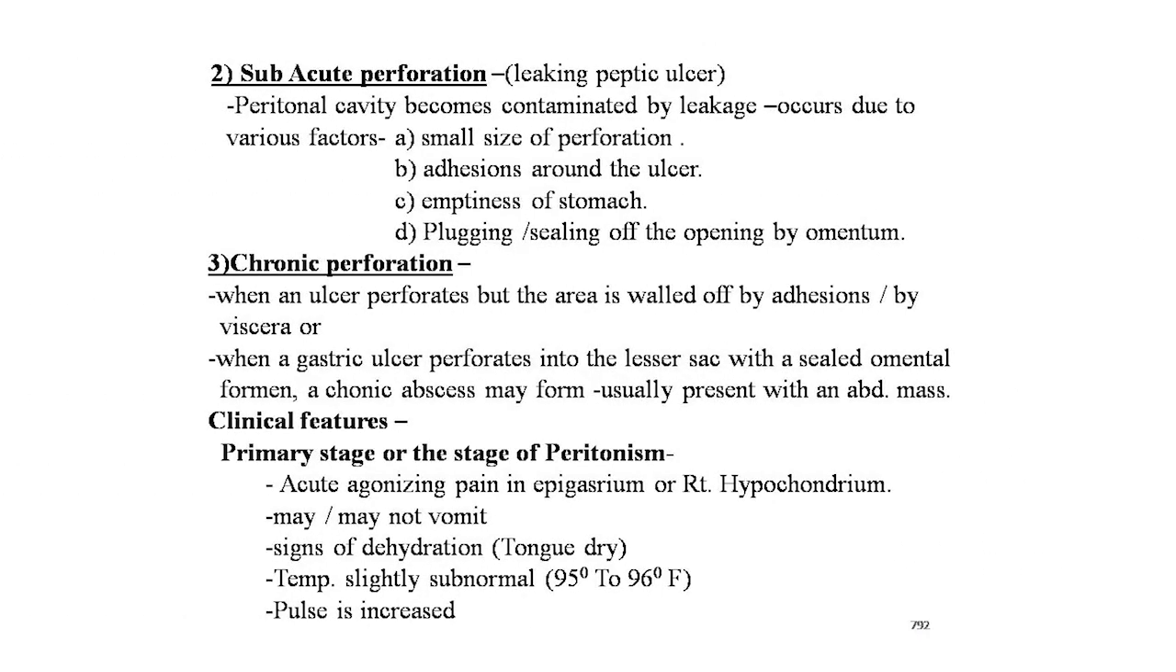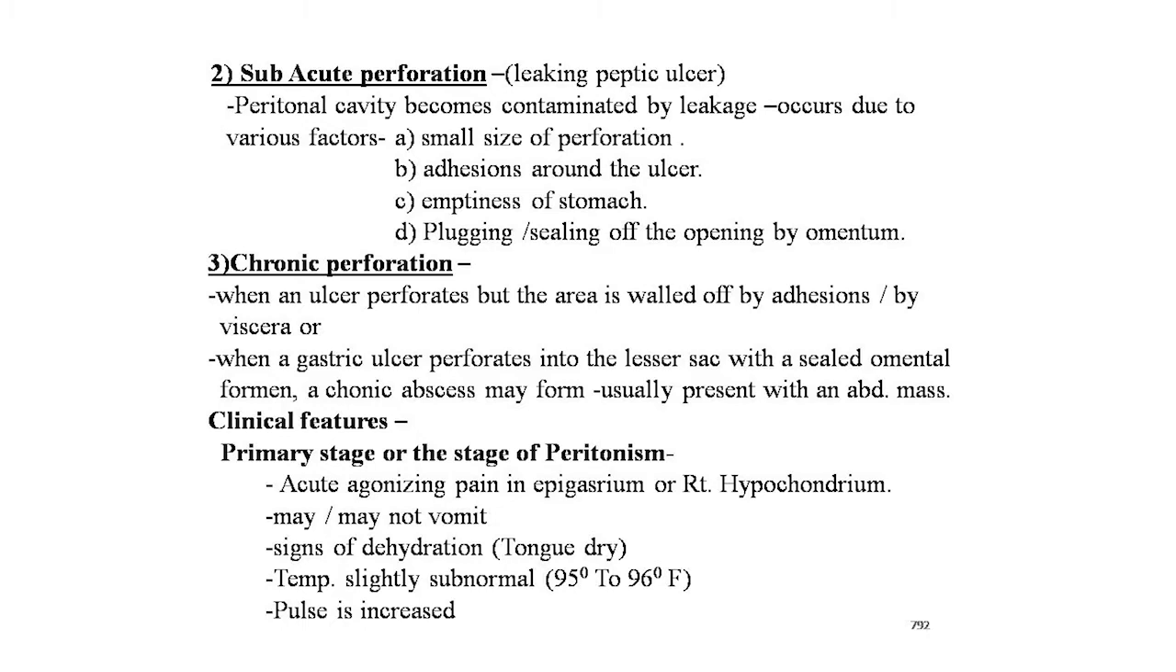Second is the subacute perforation, or leaking peptic ulcers. The peritoneal cavity becomes contaminated by leakage, which occurs due to various factors: the small size of the perforation, adhesions around the ulcer, emptying of the stomach, and plugging and sealing of the opening by omentum.